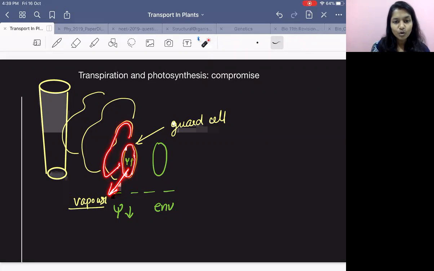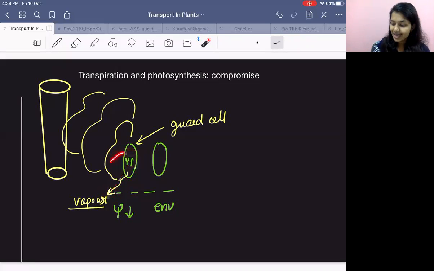subsidiary cells will have more water potential. Yes or no? Think. If you compare, you took the water out from here. So automatically what will happen? The water potential became less here. It will demand water. Give me water. Think wisely.